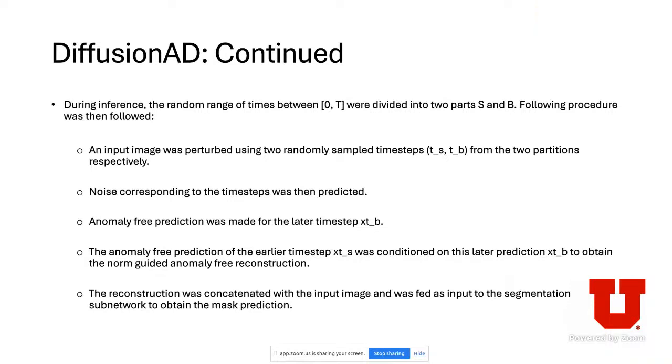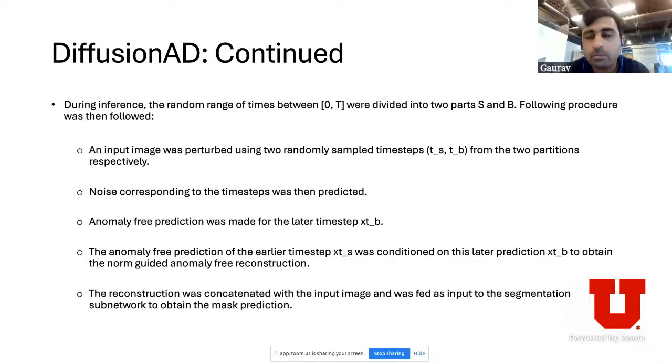So basically you condition on XTB and then you run the inference until you arrive at XTS. In this case, they are not running an iterative process in order to come up with the prediction. They are just having two time steps at which they are making the prediction.